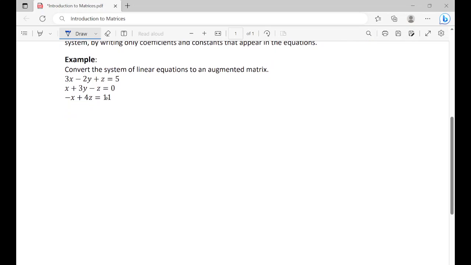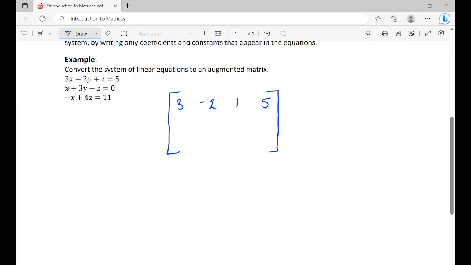We have this system of linear equations of x, y, and z, and we're going to write this as an augmented matrix. So first I'm going to write out my little bracket, well, kind of a bigger bracket, and I'm going to start off with the first equation and write the coefficients. So we have a 3, a -2, a 1, and a 5. So 3, -2, 1, and 5. And I will cap the matrix off there.